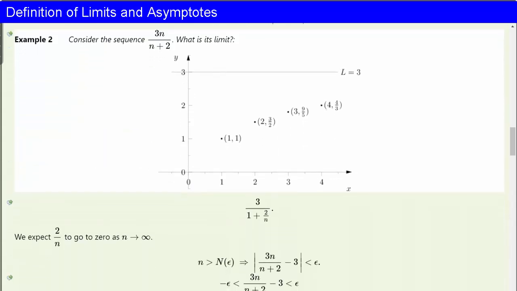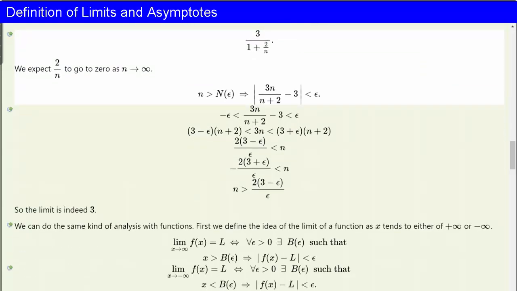Another example. Consider the sequence 3n divided by n plus 2. If we plot this in the Cartesian plane, it seems to be tending to 3. In fact, if we divide numerator and denominator by n, we get the equivalent form 3 divided by 1 plus 2 over n. Since we expect 2 over n to go to 0 as n tends to infinity, it looks very much like our sequence converges to 3.